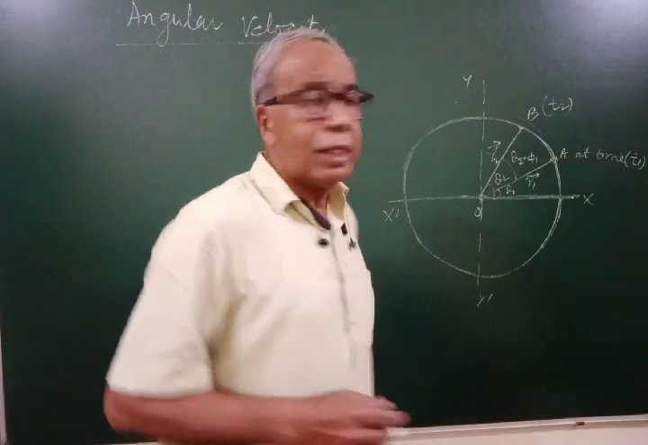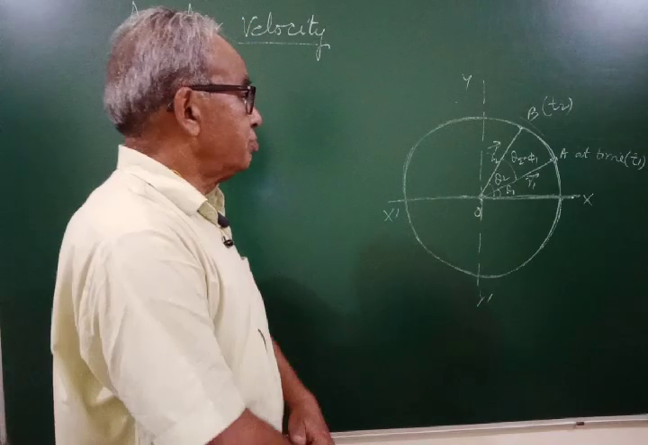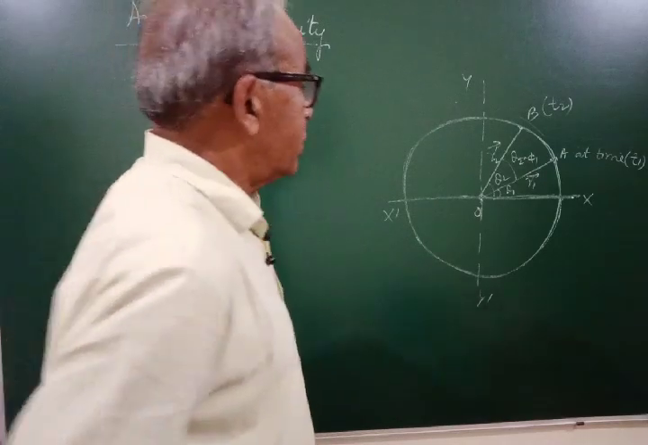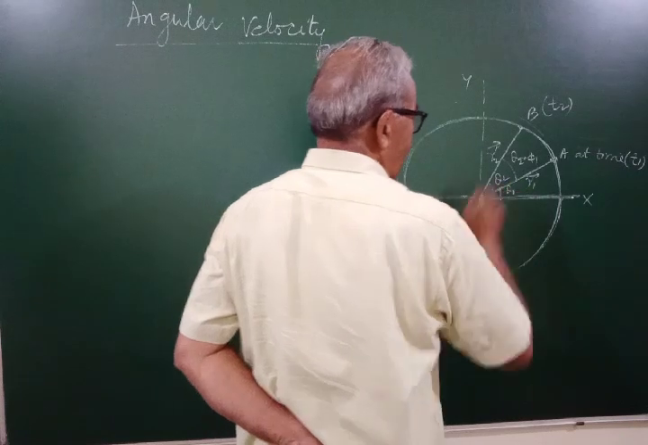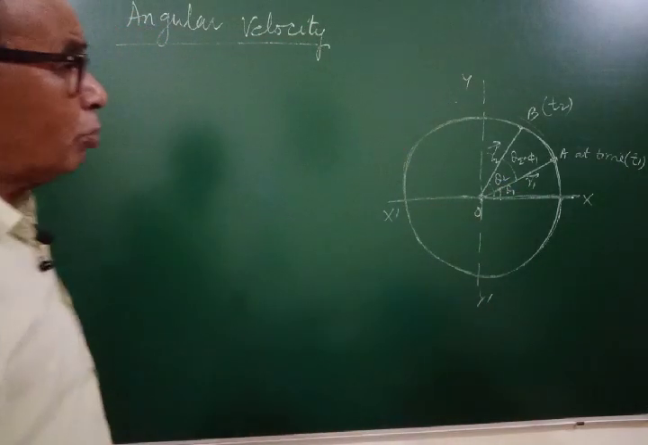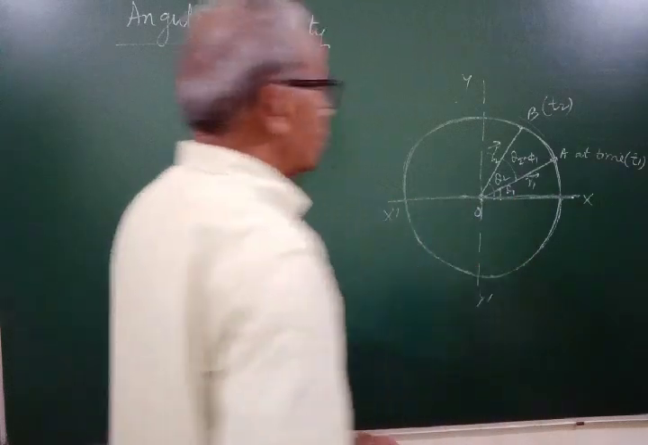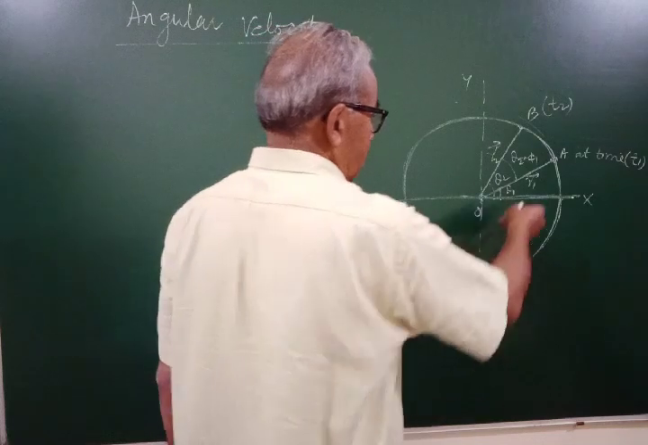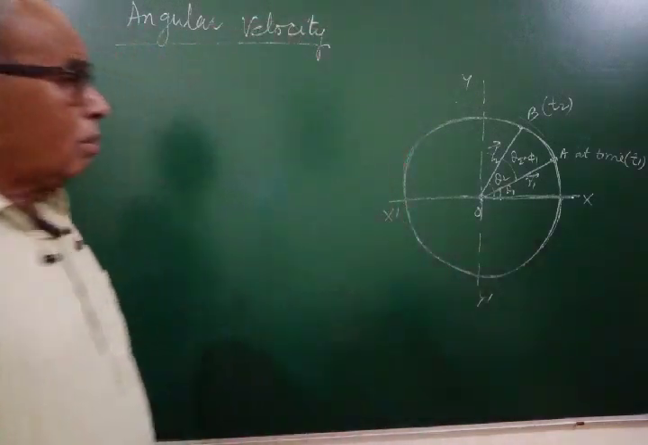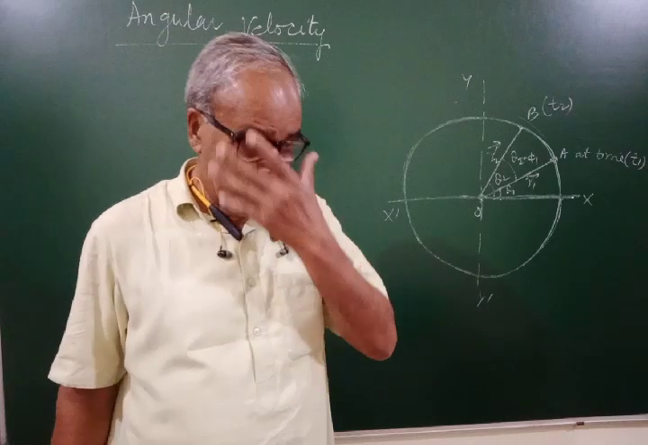Actually, while telling you about vectors, I told you about polar coordinates. Here vector r1 and theta1 are called the polar coordinates of the position of A. So when the body keeps on moving, these polar coordinates change, and that change in angular position per unit time is called angular velocity.